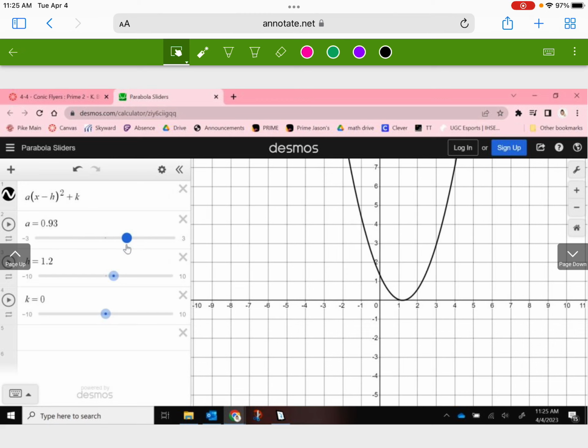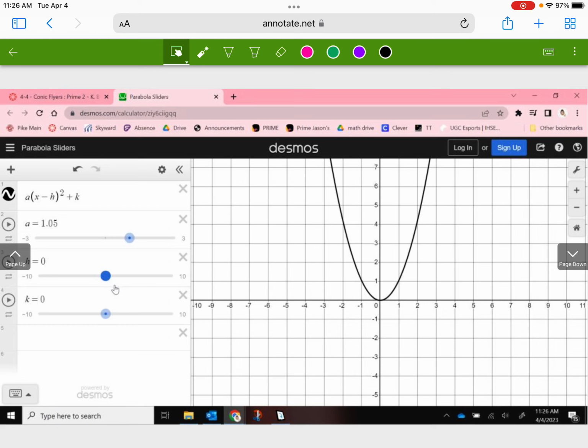What else affects my range? Does H change my Y values? Does this guy change my Y's at all? No, it stays the same. My Y's all staying the same.